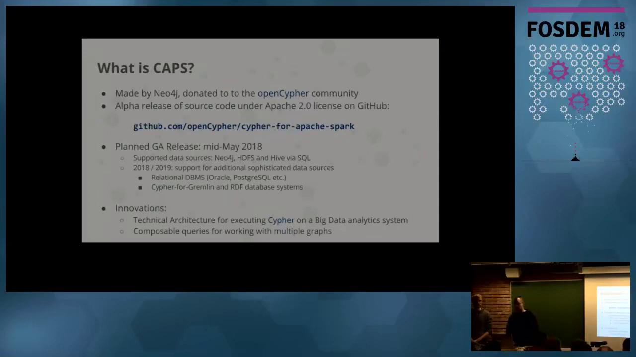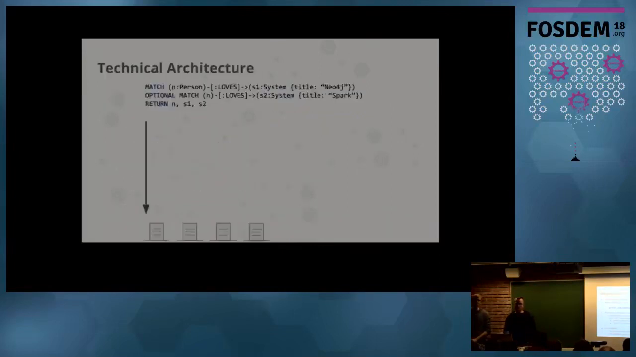CAPS is built by Neo4j, and we donated this to the Open Cypher community that Stefan introduced in the previous talk. It's already released on GitHub, Apache 2.0 licensed, and we are planning a GA release in mid-May, where we have the supported data sources for Neo4j, HDFS, and Hive. So you can also use SQL to get data out of Hive into our system. For the rest of 2018 or beginning of 2019, we also want to add more data sources, for example relational DBMS like Oracle, Postgres, and so on. We also want to support systems that are basically Gremlin focused, but we have a translator from Cypher for Gremlin, which you can use to also use data out of those systems.